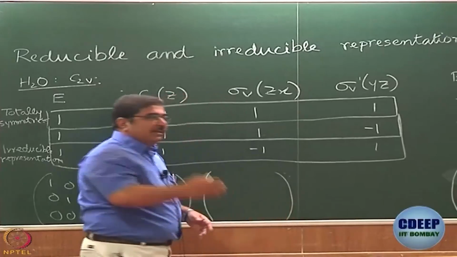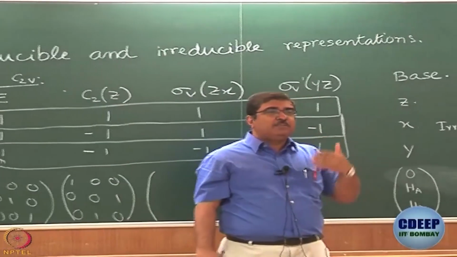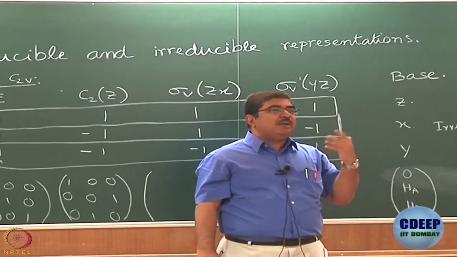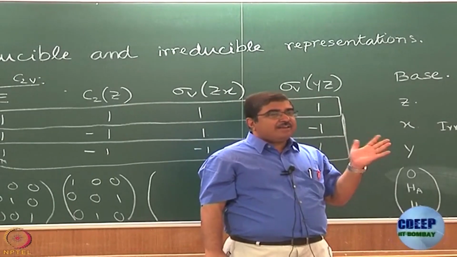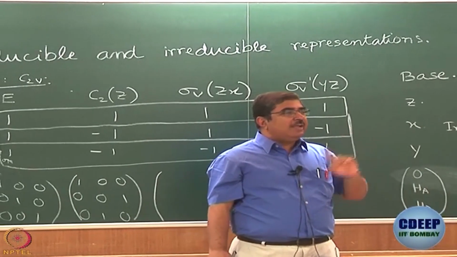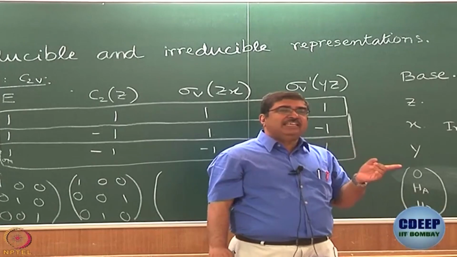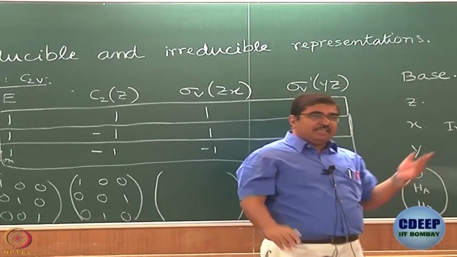Zx. What happens when Zx operates? Zx, don't forget, is the molecular plane. What happens to O? What happens to HA? What happens to HB? Same. What is the transformation matrix? O remains O, HA remains HA, HB remains HB. What is the transformation matrix? It's same as identity matrix.